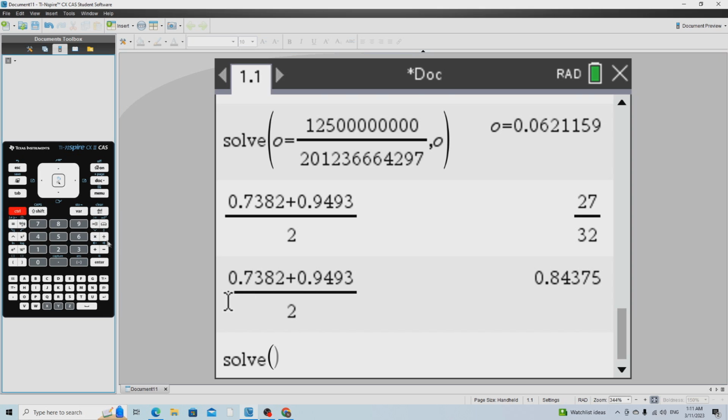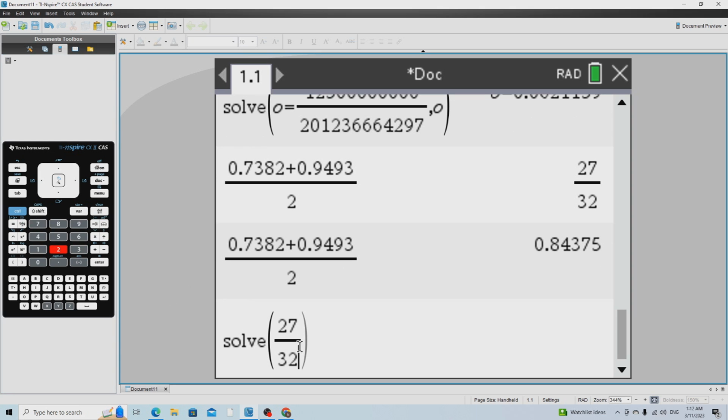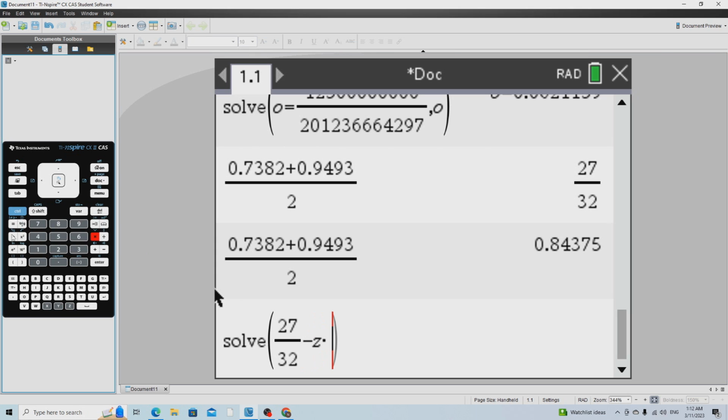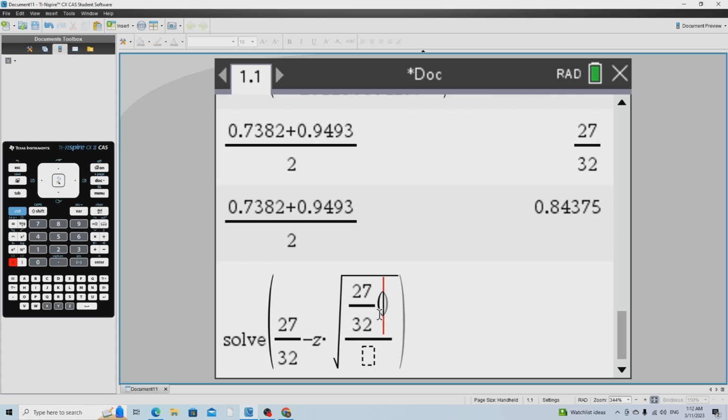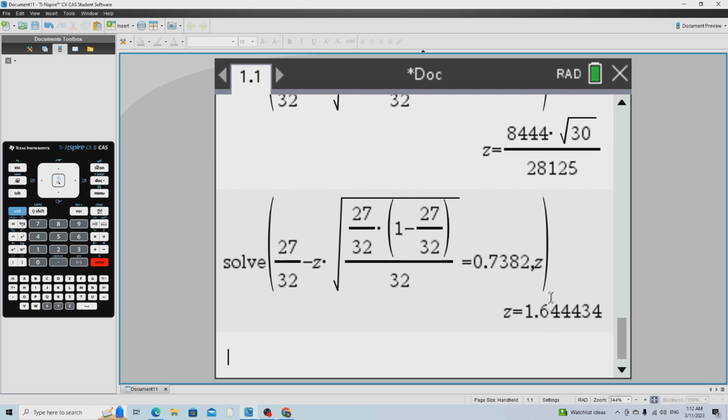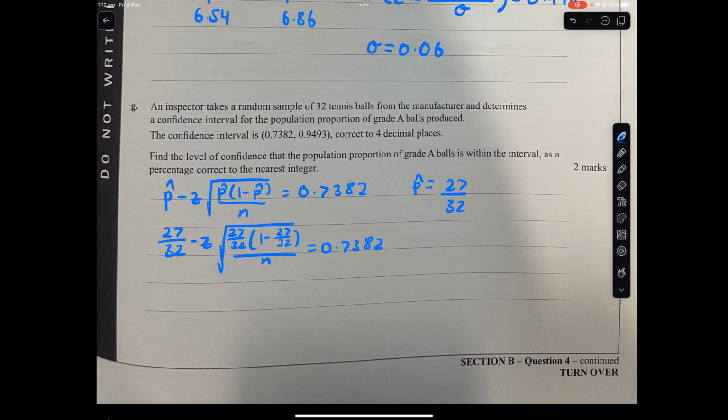Solve 27 over 32 minus z times the square root of this. I'm just going to copy this: 27 over 32, 1 minus that, over n, should equal this value over here. And our n value is actually 32 tennis balls. So we get z is equal to 1.64, which, if I'm not mistaken, 1.96 is 95%. So 1.64 is approximately 90%, if I wasn't mistaken. So yeah, 90%.